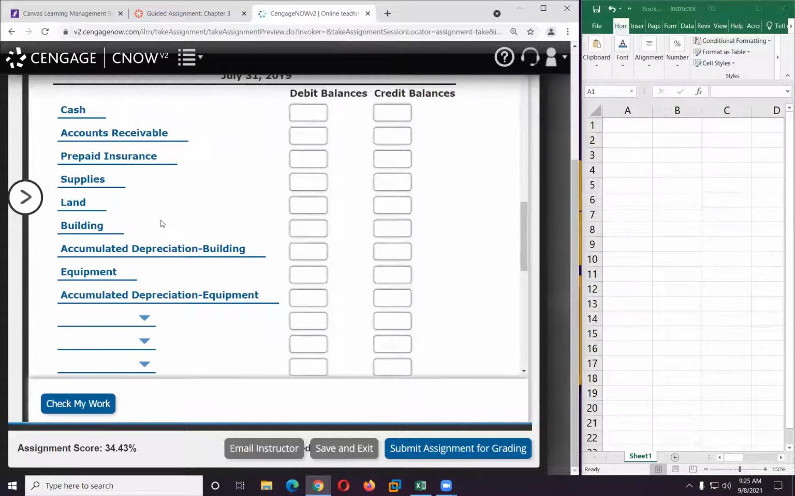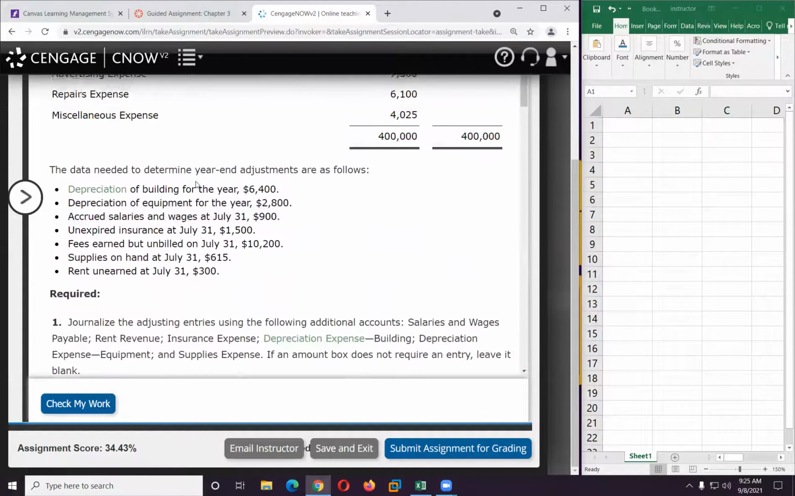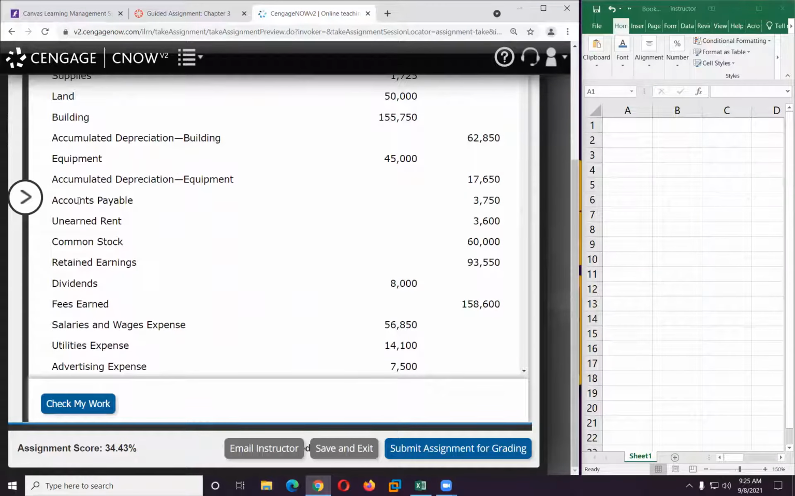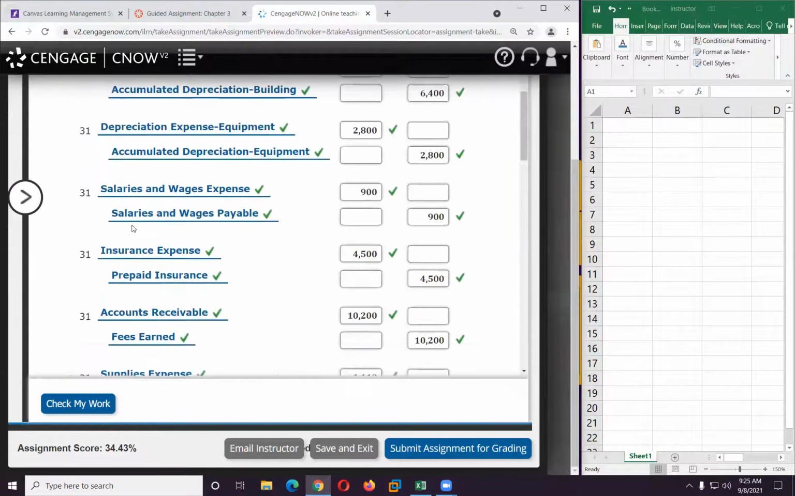I'll give you guys a few seconds to catch up if you need it. Next, I'll move on to my liability accounts. There were only two on my unadjusted trial balance. So I had accounts payable and unearned rent.